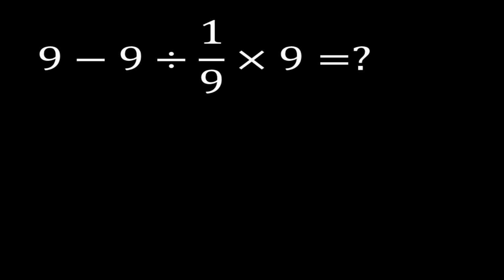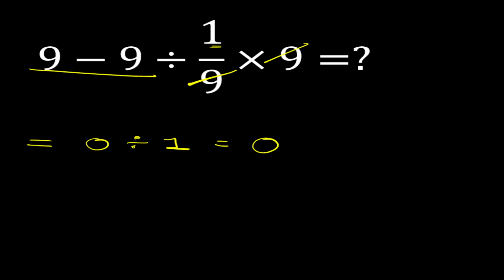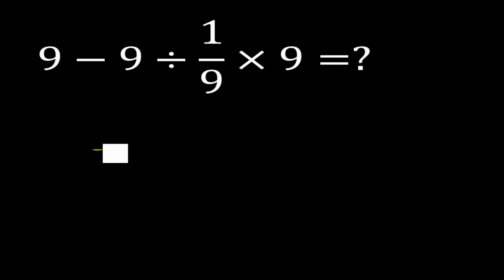So most people solve this question like this: cancel this 9 by 9, and 9 minus 9 is equal to 0, right? So now we use 0 divided by 1. So 0 divided by 1 is equal to 0. But this answer is not correct. This answer is completely wrong. So now let's solve this problem correctly by using the PEMDAS rule, right?